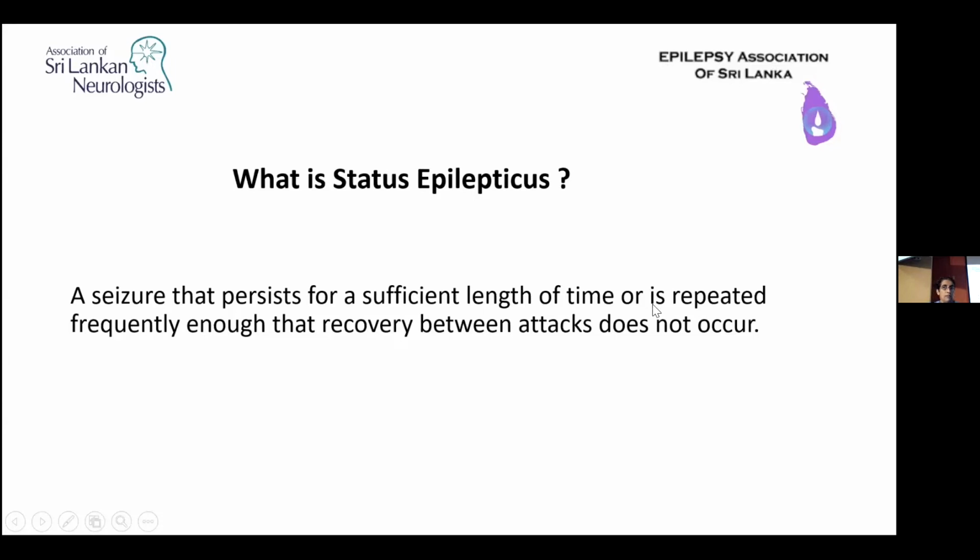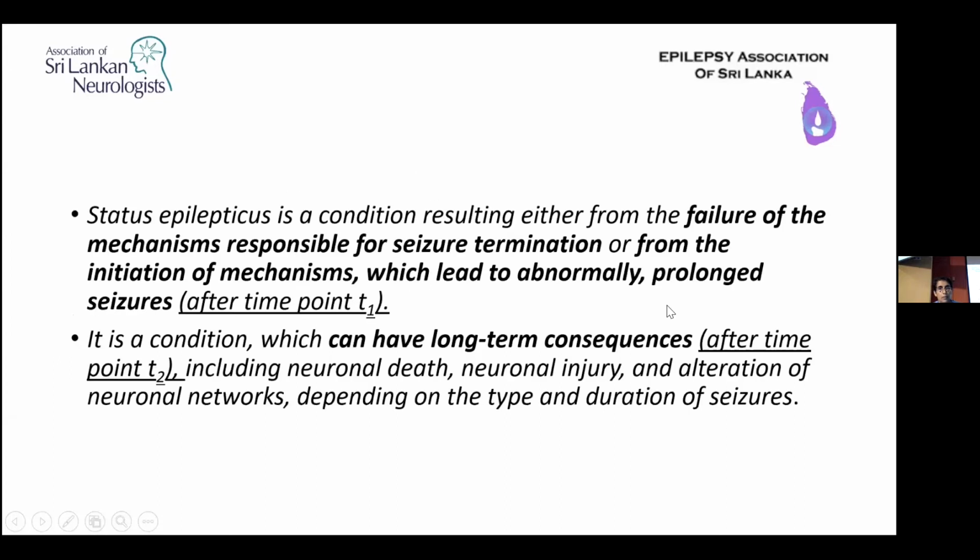So what is status epilepticus? The definition says: a seizure that persists for a sufficient length of time or is repeated frequently enough that recovery between attacks does not occur. So we all know this definition. Maybe the only difference is that we have this phrase, sufficient length of time. There is no particular time given in this definition. It says sufficient length of time. What do you mean when you talk about a sufficient length of time?